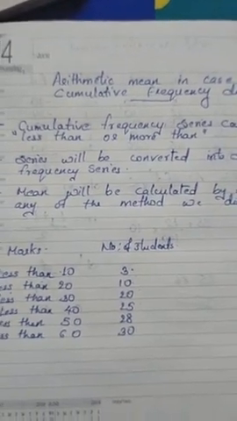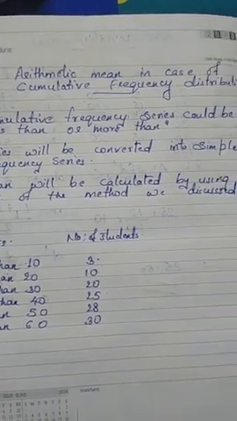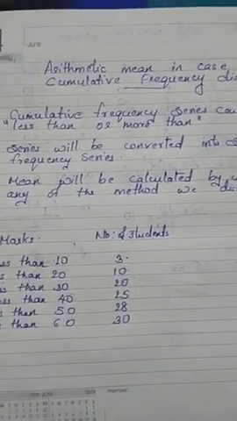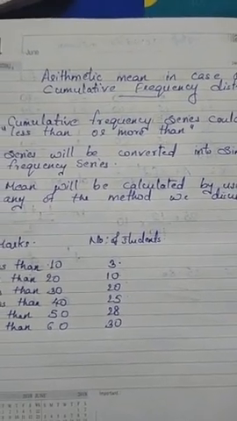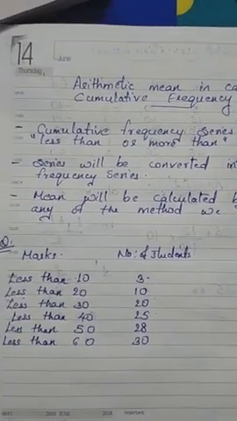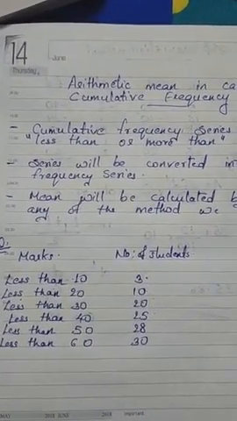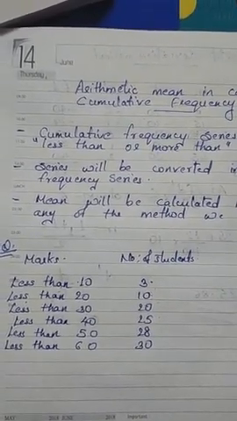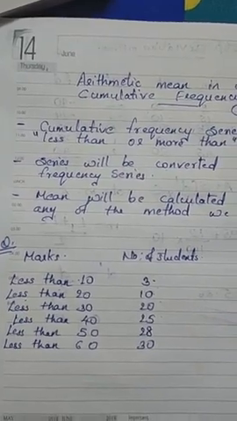Yes, children. So now we will be starting arithmetic mean in case of cumulative frequency distribution. Okay, so cumulative frequency distribution, cumulative frequency series, how will you identify it in the question? It will be given less than or more than. Okay, that is less than 10, less than 20, less than 30, or else more than 5, more than 50, more than 20, in this way. Okay, more than 0, more than 2, more than 6, in this way it will be given.